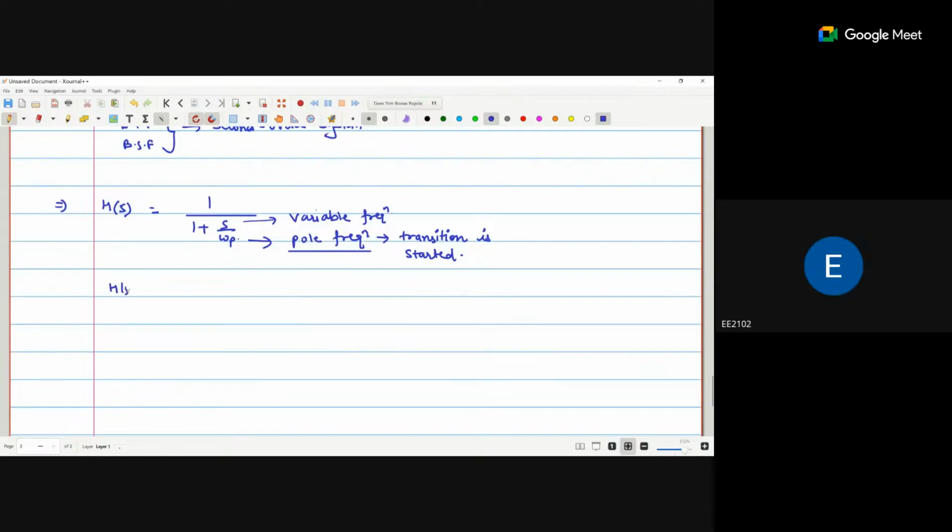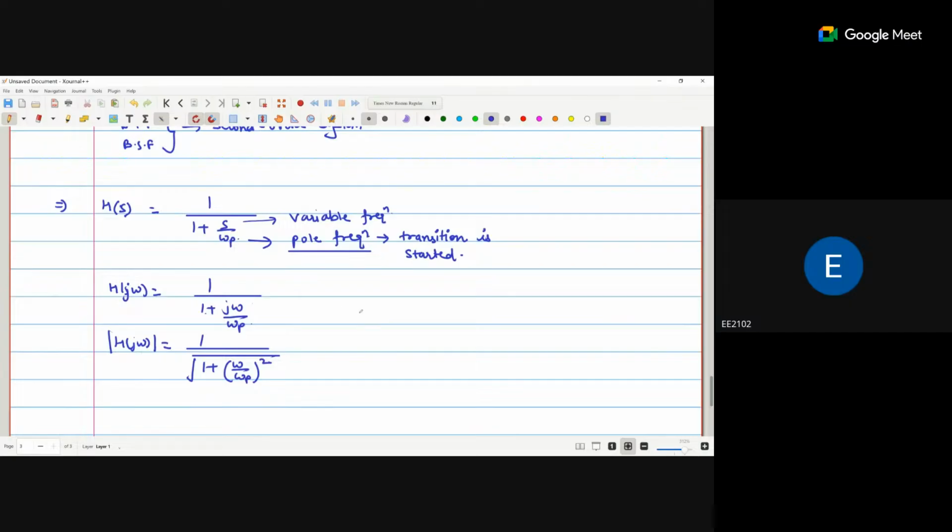So H of j omega is 1 upon 1 plus j omega upon omega p. If I take the magnitude, |H(j omega)| is 1 upon root of 1 plus omega upon omega p squared. Real component squared plus imaginary component squared, and the square root of this. This is the way to calculate the magnitude.